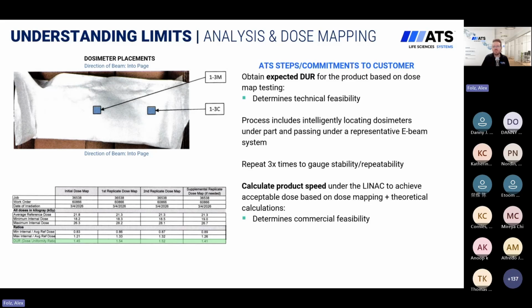In parallel with that feasibility testing, the in-the-lab style testing, we'll also be taking those results in conjunction with some theoretical calculations to determine the product speed at which we can pass your product under the LINAC. That's where we start to determine commercial feasibility. Putting these two together, we get the technical feasibility. How many parts per minute can I run through the system? That starts to give us commercial feasibility. We can compare that to your overall manufacturing rate and develop commercial feasibility there. That starts to give us both sides of understanding the limit of your product relative to the market.